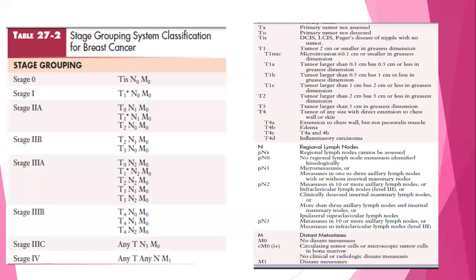This is a summary of the stage grouping system that we have done, the TNM. It's a chart that summarizes and also talks about the different stages from stage 0 to stage 4. So it is a good reference when you're looking at the radiologist report.